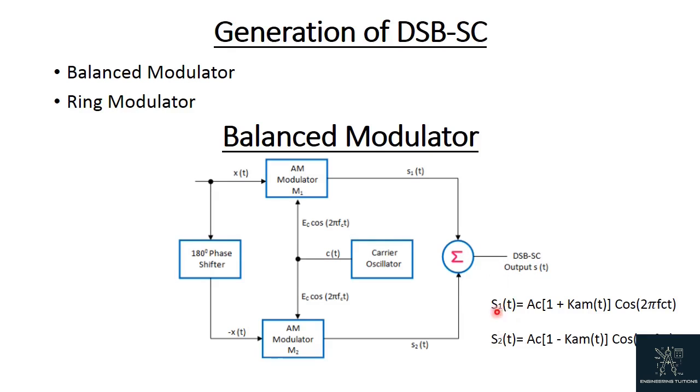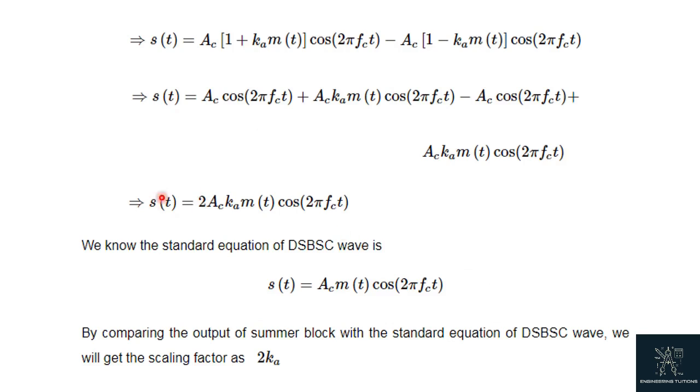So, s(t) is equal to 2 Ac ka m(t) cos 2πfct. We know the standard equation of DSB-SC wave is s(t) equal to Ac m(t) cos 2πfct, and this Ac cos 2πfct is the carrier. By comparing the output of the summer block with the standard equation of DSB-SC wave, we will get the scaling factor as 2ka.